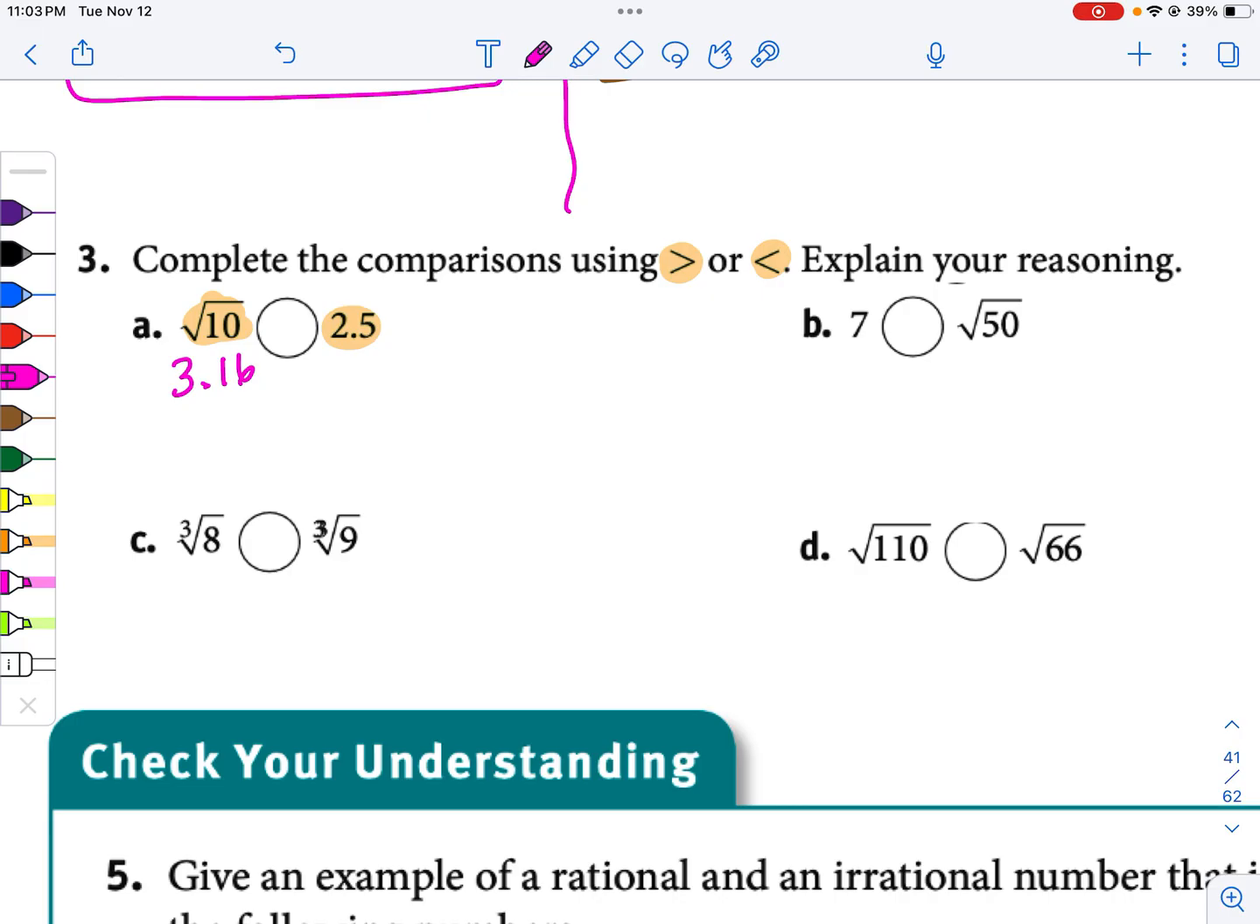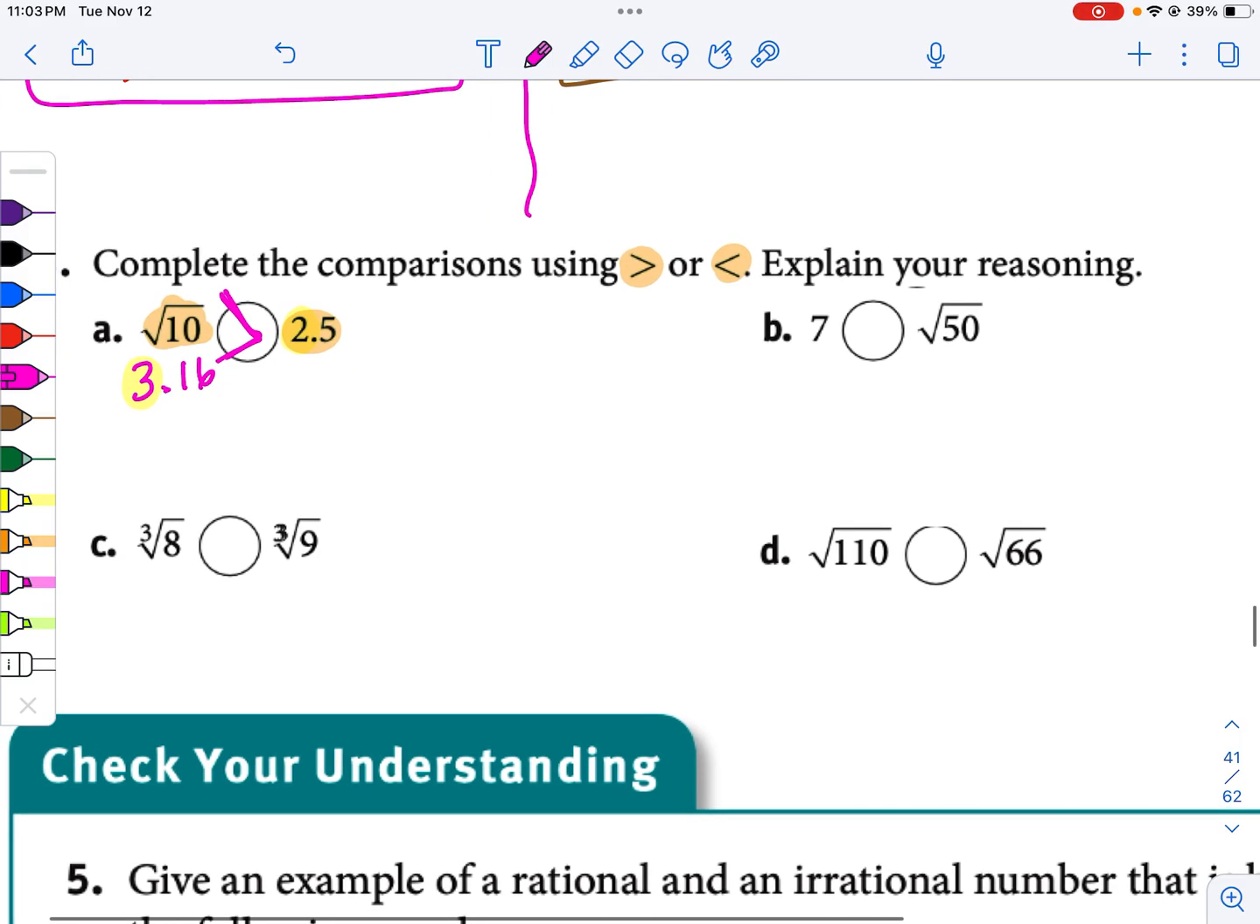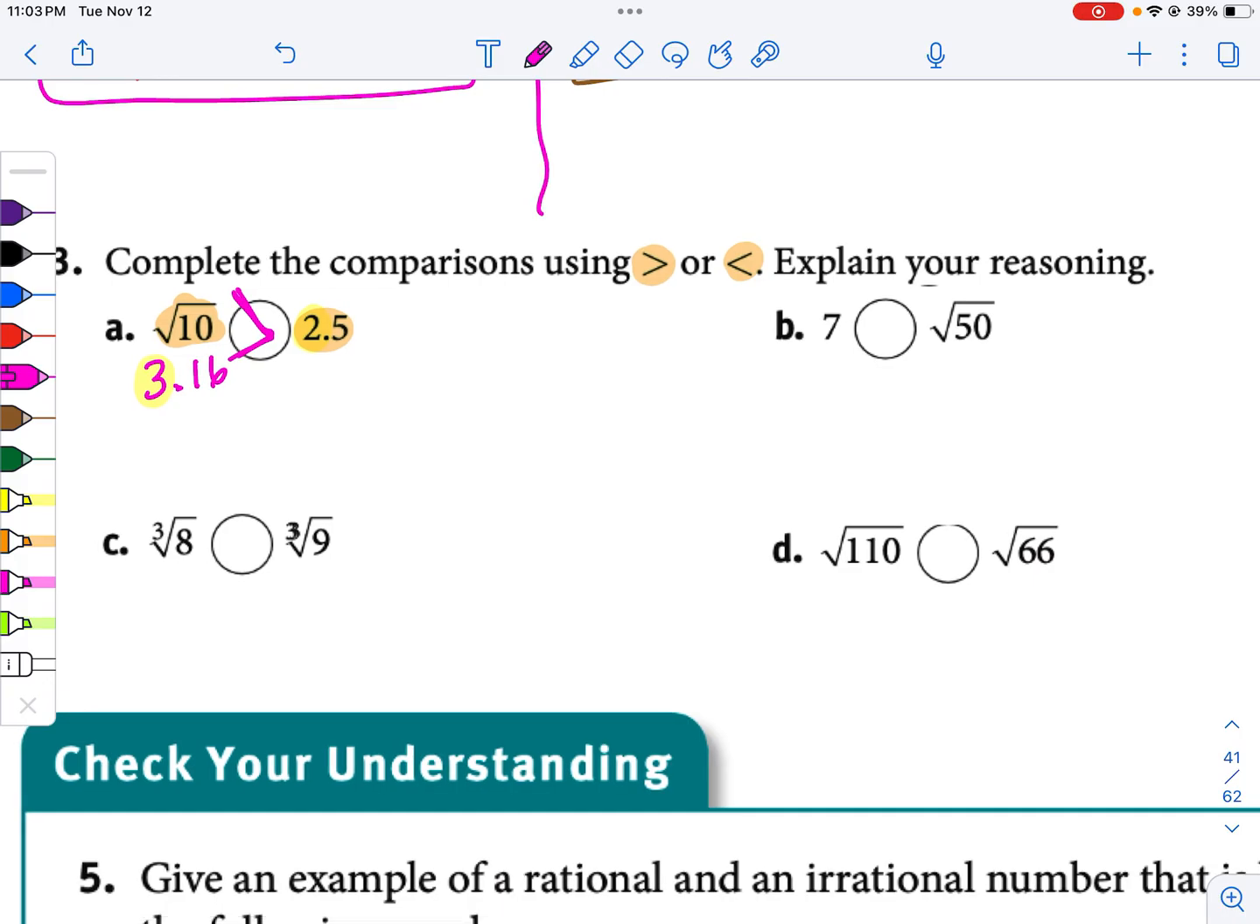So if I look at my whole numbers first, I've got a 3 and I've got a 2. Well, I know 3 has to be bigger, so again, that mouth on the alligator has to eat the root 10 because it's larger. Taking a look at the next one, I know 7, I can also write it as 7.0 if I wanted. And then when I plug in square root of 50, I get 7.07. So 7 is the same as 7.00.